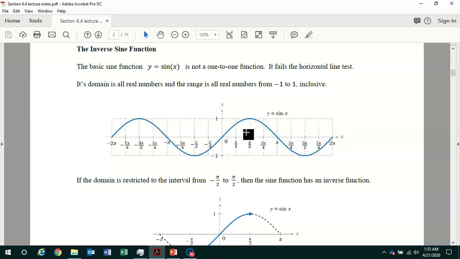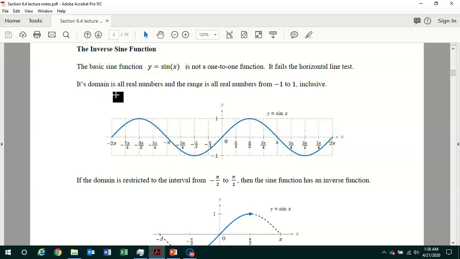So down here is the graph of the sine function. We did that back in section 5.3. And you can see that this indeed is the graph of a function because it passes the vertical line test. No matter where you draw the vertical line, it intersects the graph in only one place. But it fails the horizontal line test. No matter where I draw the horizontal line, it intersects the graph in more than one place. So it's not a one-to-one function. So as it's drawn, it does not have an inverse function.